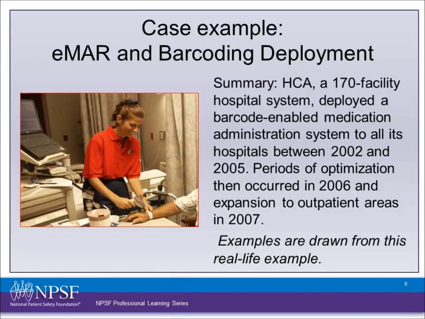I'm going to use one case example as we go through this from my own experience, and that is deploying the EMR and barcoding technology. I work at HCA, which is a 170 facility hospital system, and we deployed the barcode-enabled medication administration system to all of our hospitals between 2002 and 2005. We followed that implementation with periods of optimization in 2006 and then expanded to outpatient areas in 2007. The examples that I use throughout this presentation will be drawn from those experiences.